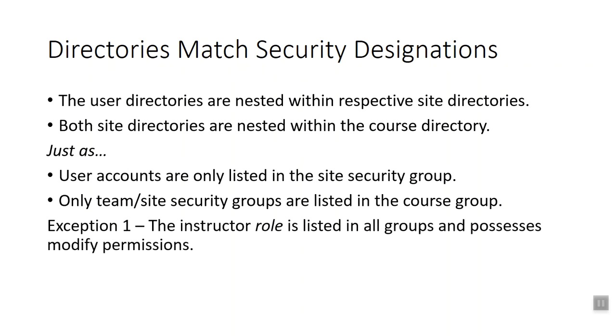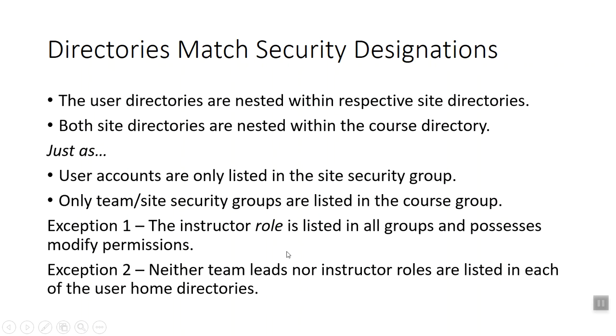There are 2 exceptions. The first exception: the instructor role is listed in all groups and possesses modify permissions. So the instructor can post information into the course directory or each site directory because they're the instructor. The second exception: neither the team leads nor the instructor roles are listed in each of the user home directories. This will prevent a case where one of the students says, oh, my teammate is student 1 and she hates my guts.